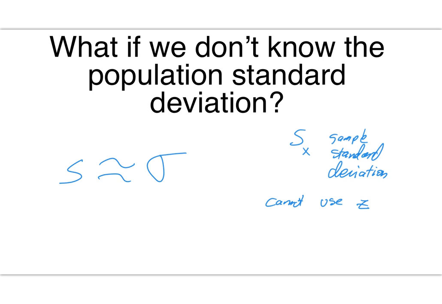William Gossett was working for Guinness Brewing Company in England. England? I think so, yes. And because of his job there, they would not allow him to publish things under his name, so he published them under the pseudonym Student, and it stuck so much to the point that we still call it the student's t distribution, or sometimes just the t distribution.